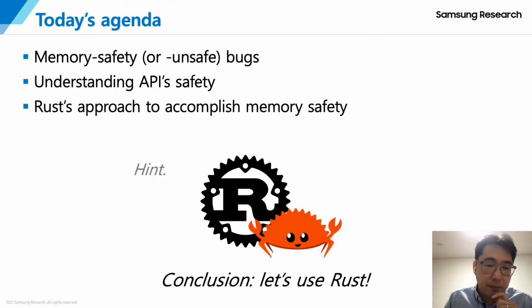This is an outline of my talk. First, we're going to revisit the definition of memory safety, and then we're going to define the concept of safe APIs under the context of memory safety. And I will conclude my talk by introducing a new language called Rust and its approach to memory safety. Rust's approach is so amazing that I really encourage everyone to adopt it immediately.